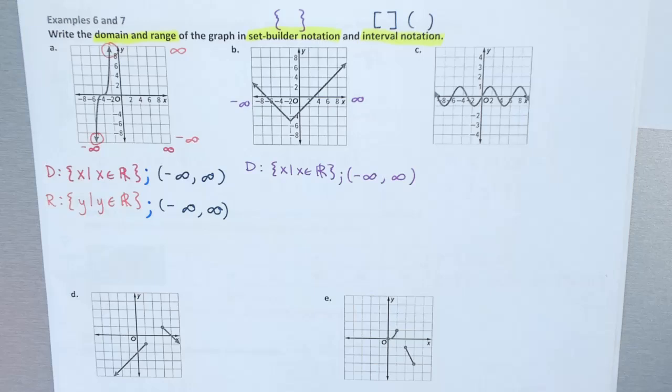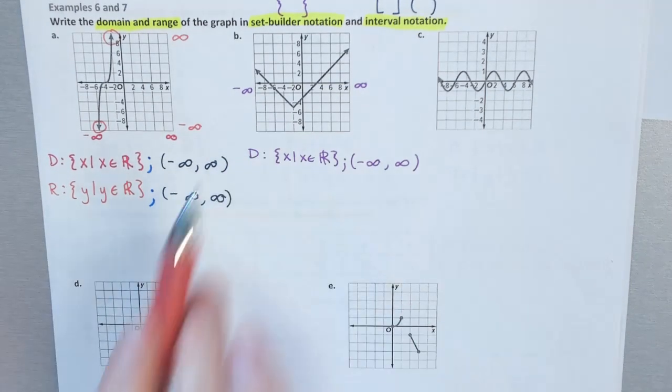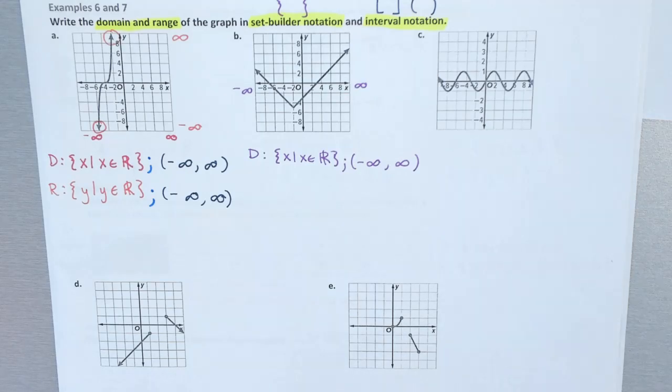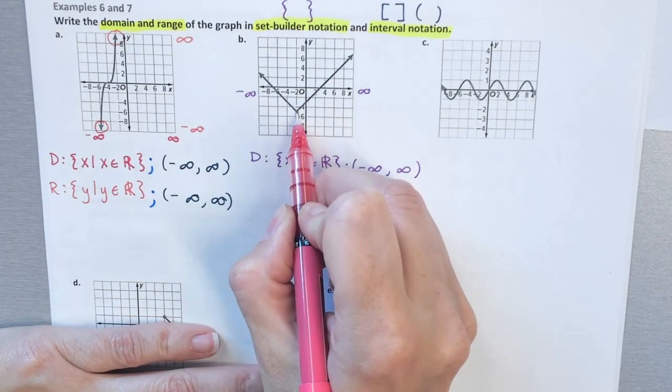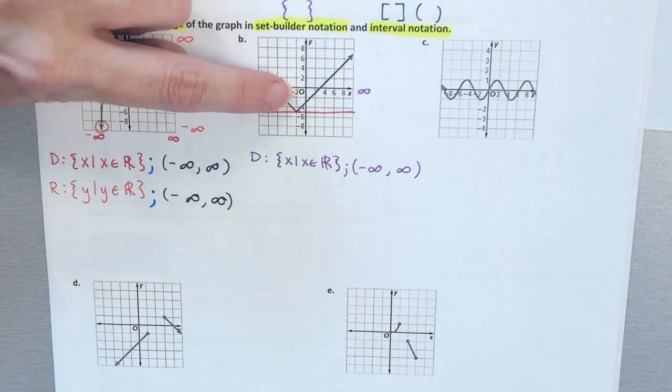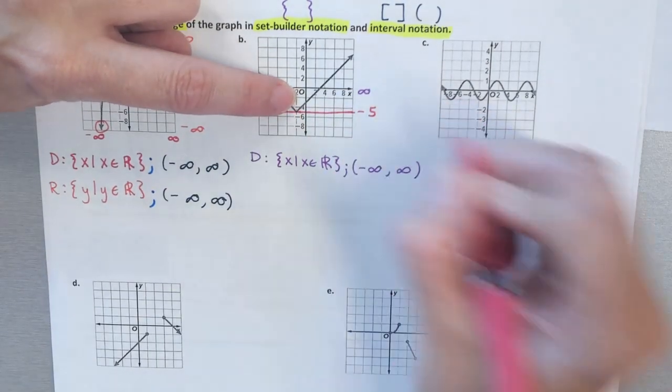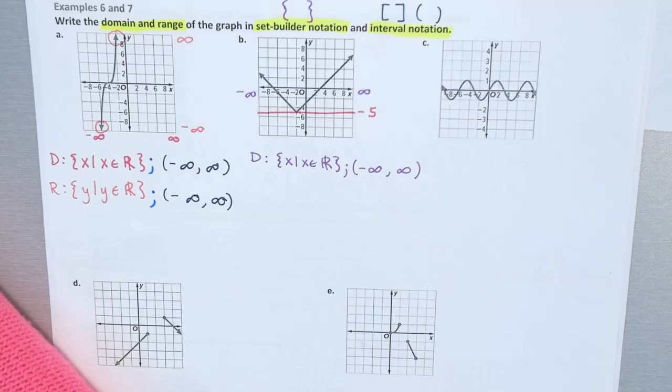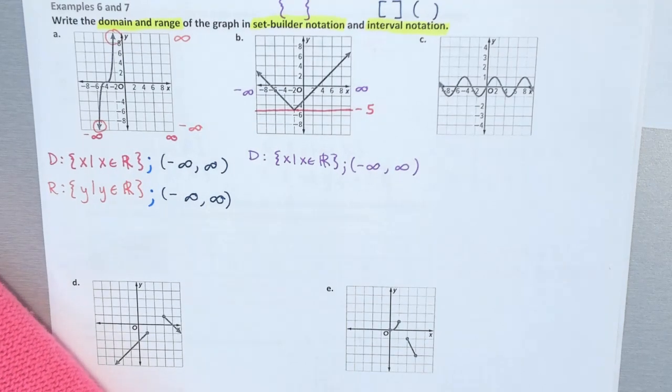Okay, now for the range. We're going to find the lowest y value. What's the lowest y value here? Good. And I'm going to just mark it on here. So can you guys see that this is the lowest point on y? It occurs at -5. Okay, all of the other points are above that, and they go up to what value?